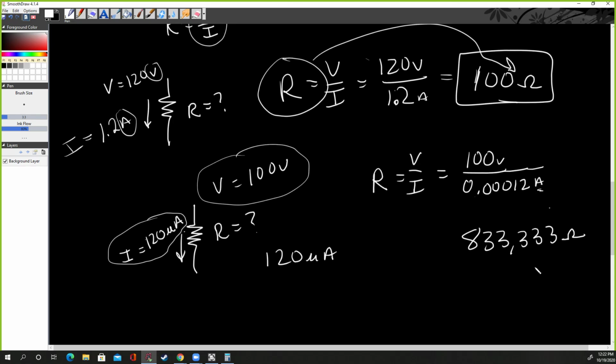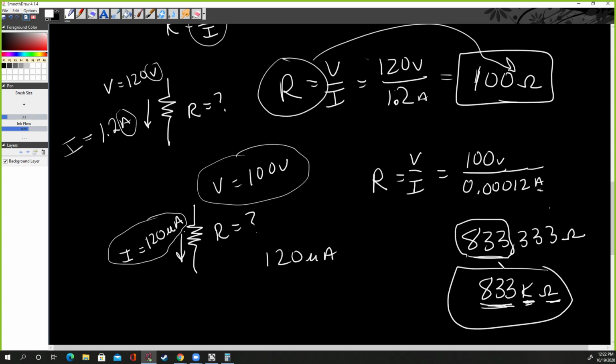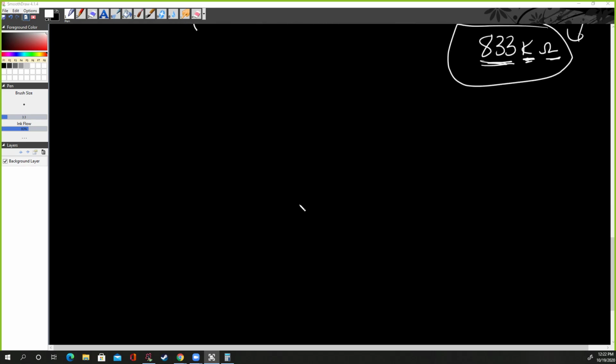It's that many ohms. Now, you could probably just round it and say 833 kilo ohms, because remember, this is the thousands spot right here. Kilo means 1,000. So 833,000 ohms. Either one of these answers is good. 833,333 ohms, or if you round it, that's good as well. So both are good. By the way, everything I did right now is just for number one. That's how you do number one.